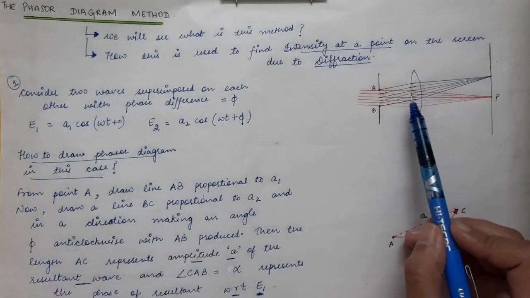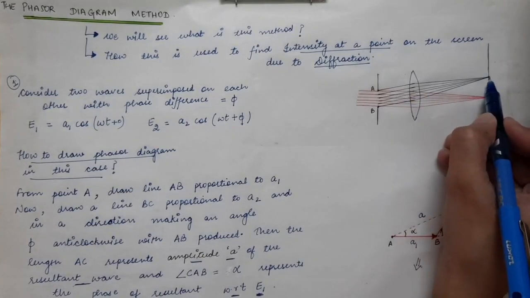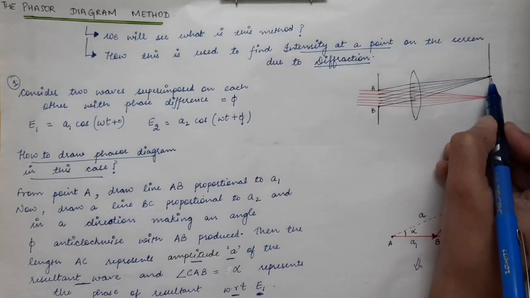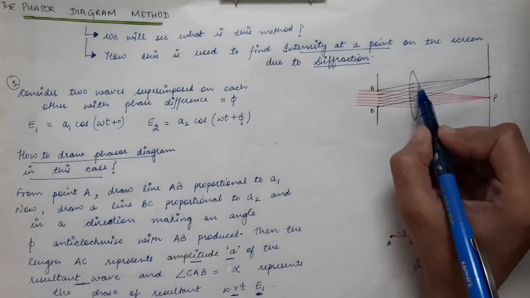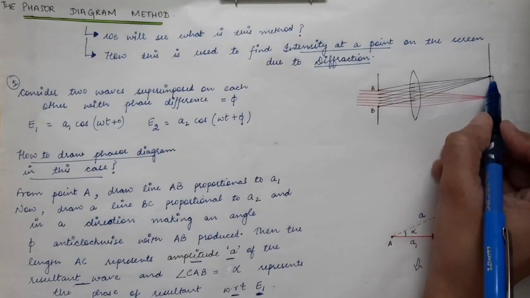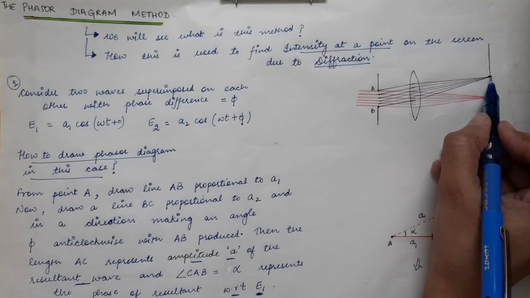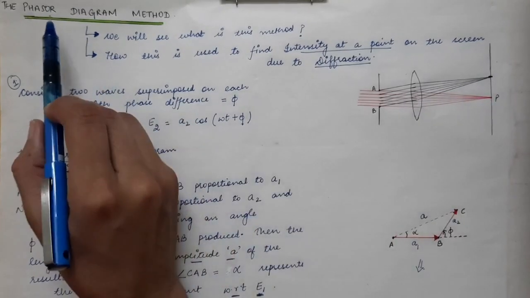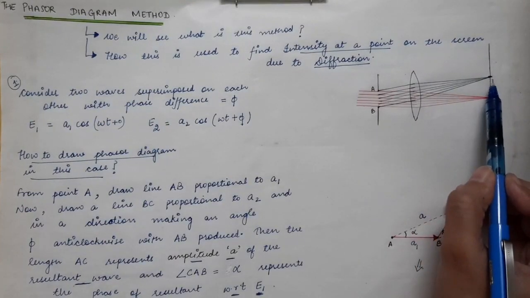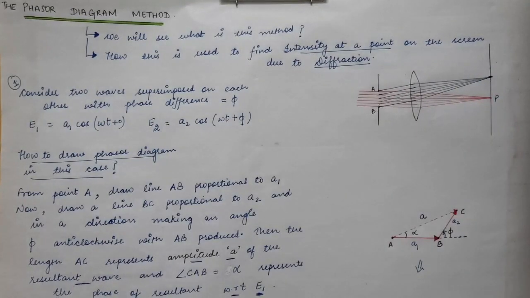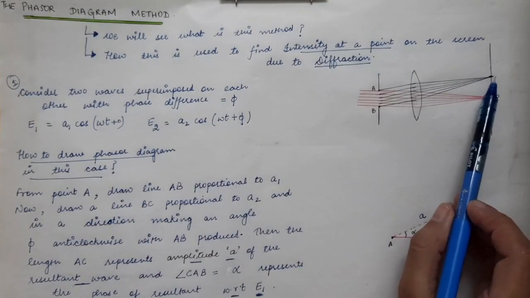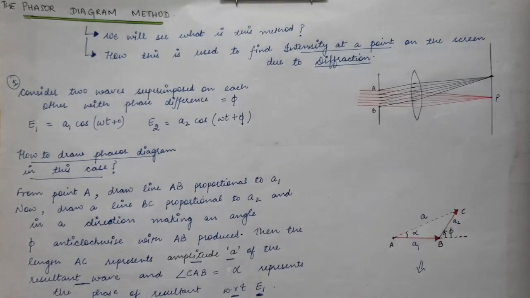In the diffraction method also, if you are interested in finding the amplitude at this particular point, you can see there are a large number of waves superimposing at this point. So we can use the phasor diagram method to find the resultant amplitude of the resultant wave. This method will be used to find the intensity in the case of a diffraction pattern.